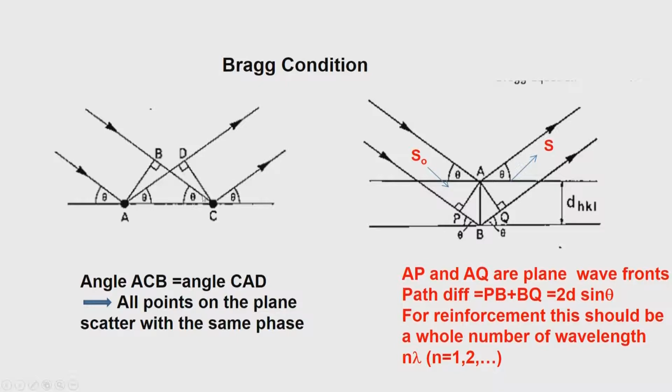So, these two diagrams tell us two major things. One is that any point on a given plane will always scatter in the same phase, irrespective of where the point is on that plane. And when we consider parallel planes like this, separated by a distance d of HKL, we get the condition 2 d sin theta is n lambda, and that is the way in which Bragg's law appears.